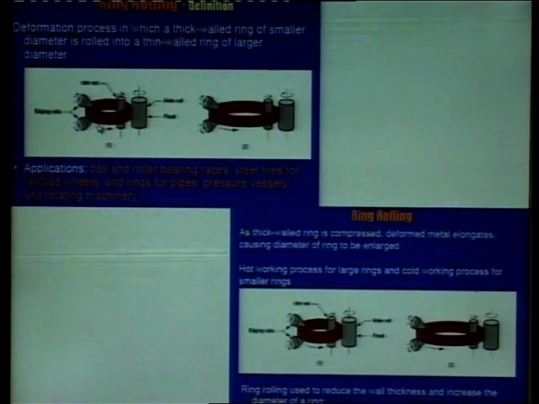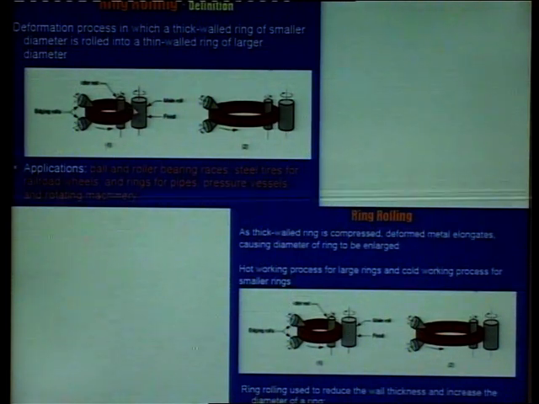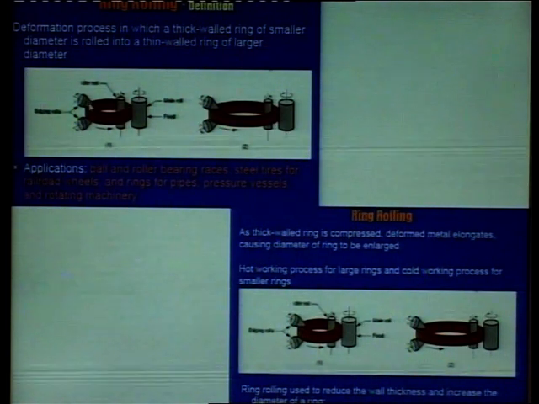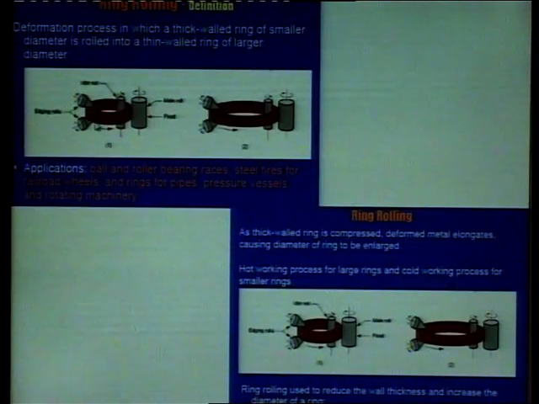Similarly, there is ring rolling. This is a small ring, and these are the rolls. This is one roll, and this one is controlling the diameter and thickness, and this is controlling the height of this dimension. So what we have done is transform this smaller ring into a bigger ring.